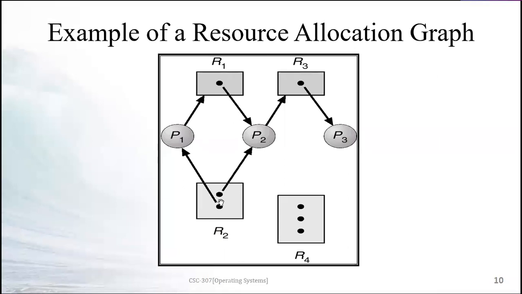So we know all about the resources. Let's go through the process. We have 3 processes, P1, P2, P3. Now let's explain one by one. What does this arrow mean?